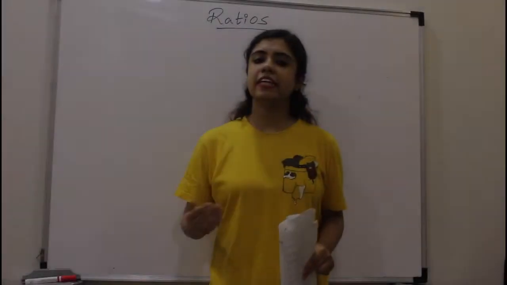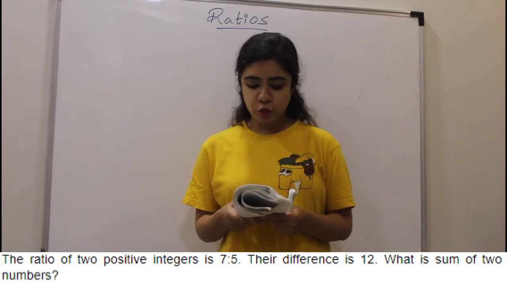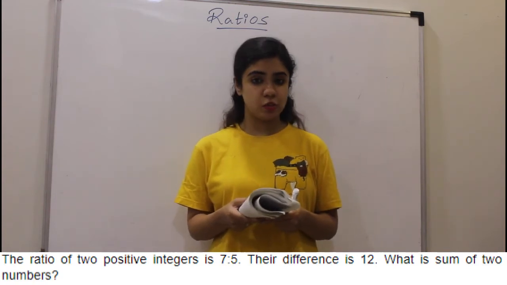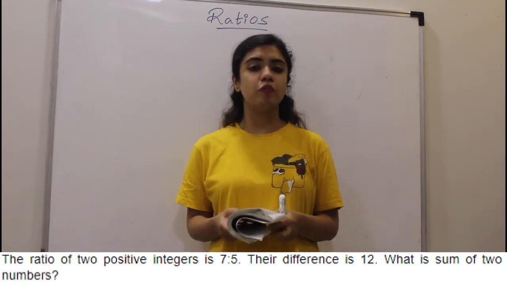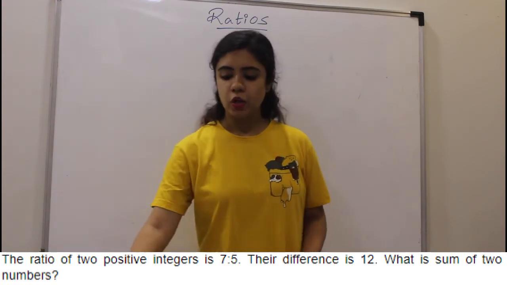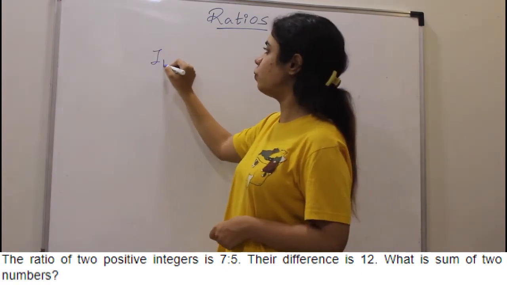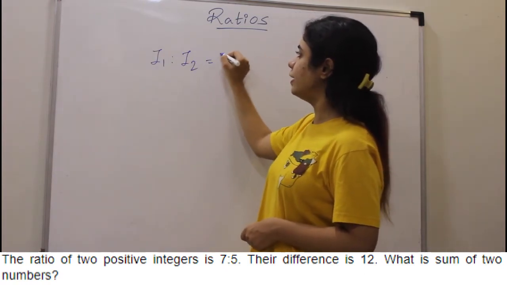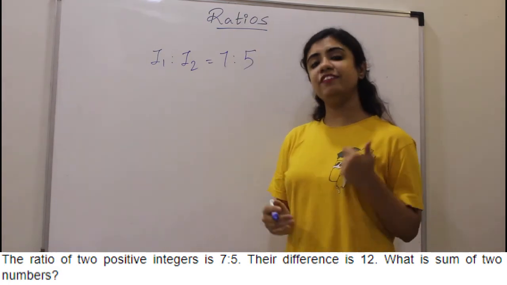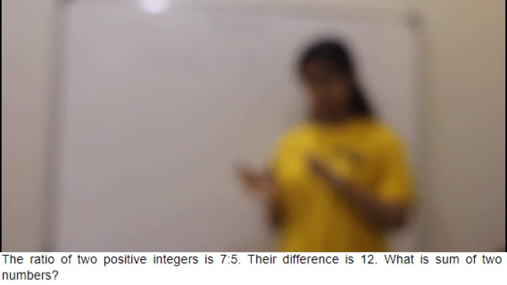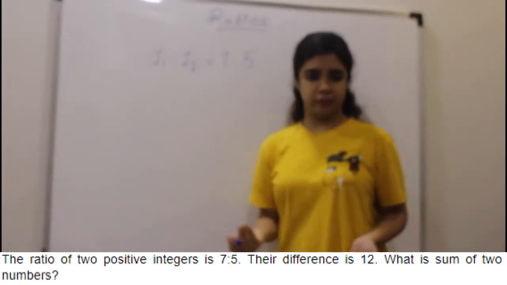Now let's look at the next word problem. What does it say? It says the ratio of 2 positive integers is 7 is to 5. Their difference is 12. What is the sum of these numbers? Okay? You have 2 positive integers and the ratio of integer 1 is to integer 2 is 7 is to 5. The difference is 12. Now you can solve this with x also, without x also. We'll try both the methods.